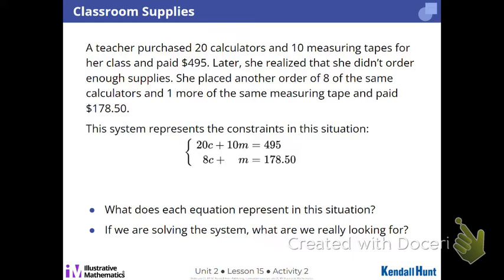What does this represent? So what does each equation represent? Are we good with the first one being the first purchase, the second one being the second purchase? And when she made this purchase, I want to point out, all the calculators are the same price. All of the measuring tapes are the same price. About tax. It's all included. It's a percentage. Don't worry about tax.